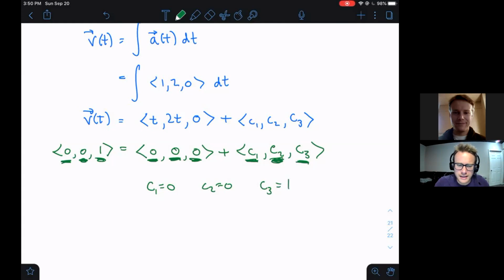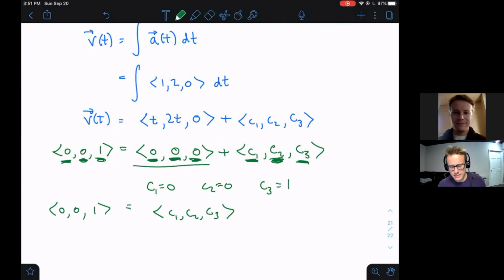Now, this is me just kind of logicking it out. However, you could also do some algebra with our vectors here. You could subtract away 0, 0, 0 from this, and of course, on the right-hand side, we'd have this left over. When you subtract away 0, 0, 0 from any old vector, it's just what it is. It's 0, 0, 1 still. And so this is exactly what we got when we were just logicking it out. C1 is 0, C2 is 0, C3 is 1.